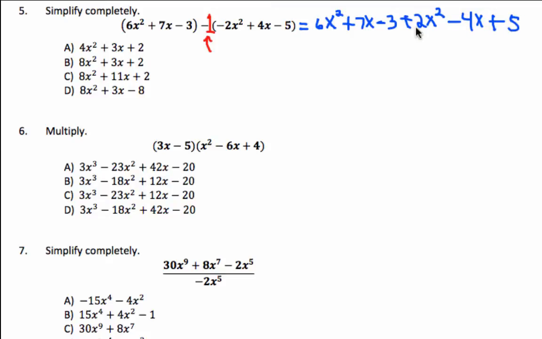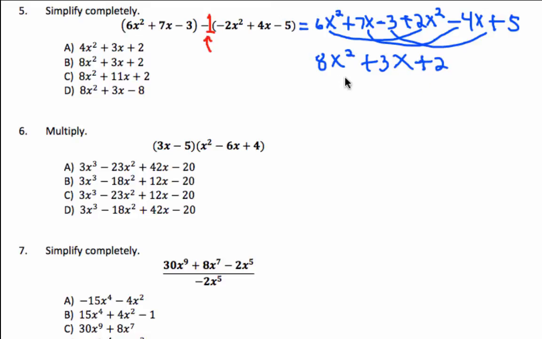So all we have to do now is combine like terms. We have 6x squared and 2x squared. So that's 8x squared. We have positive 7x take away 4x, which is plus 3x. And we have negative 3 plus 5. We have 3 negatives and 5 positives, so the positives win out by 2. So the answer is 8x squared plus 3x plus 2. And that is choice B.